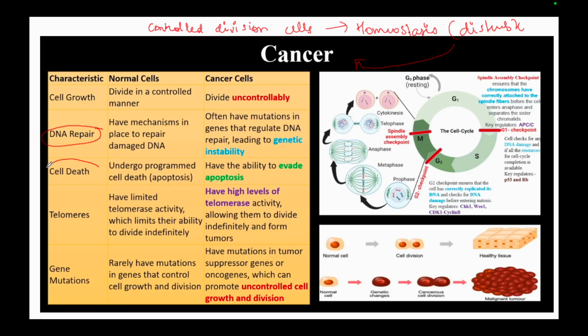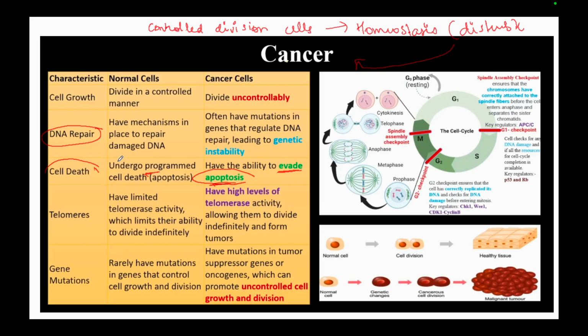There could be abnormalities in cell death pathways, that is, homeostasis is not maintained because there is no programmed cell death like apoptosis happening to the cells. So the cells keep on dividing and there is no escape for them, there is no death for them. So they evade this controlled death by programmed cell death known as apoptosis.